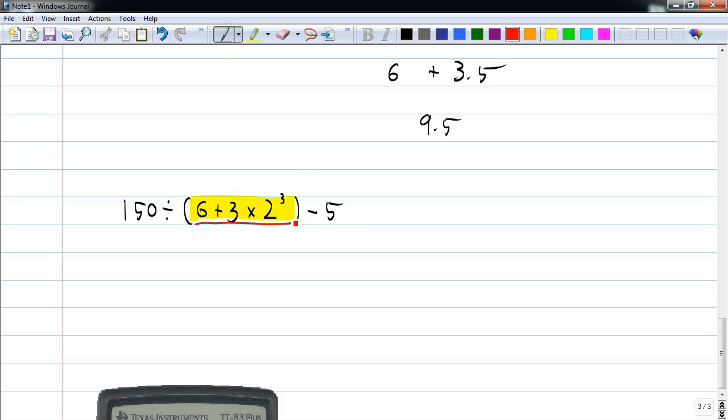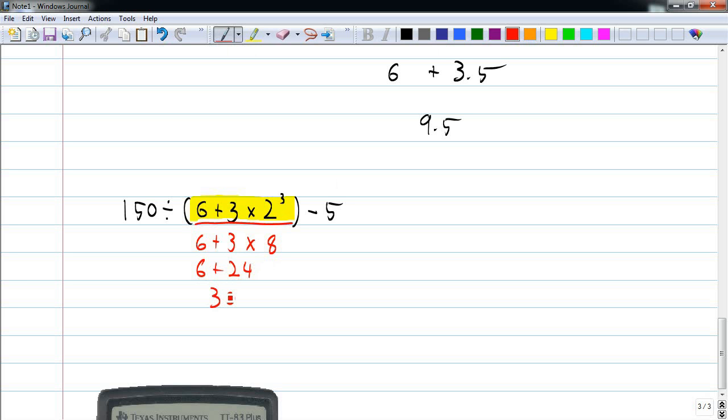Do I have parentheses in here? No. Exponents, yes. 2 to the third. 2 times 2 times 2 is 8. So that's an 8. Now I multiply and divide. That's 3 times 8 is 24. And then I add and subtract. 6 plus 24 is 30.